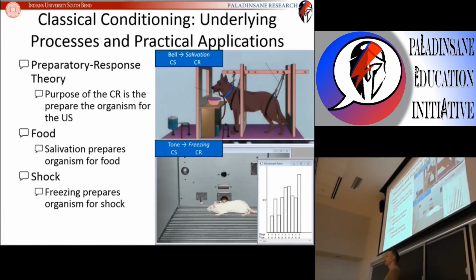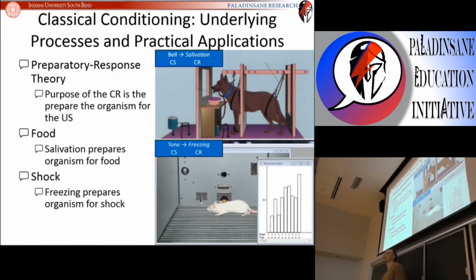However, on the other hand, if you heard that tone and you got ready to jump, what are you going to do when you're getting ready to jump? You're going to freeze. You're going to be like, when's it coming? I'm going to be ready to jump. You might start doing some stretches, whatever. But anyways, you're going to freeze, you're just going to stay there. So that is the preparatory response theory.